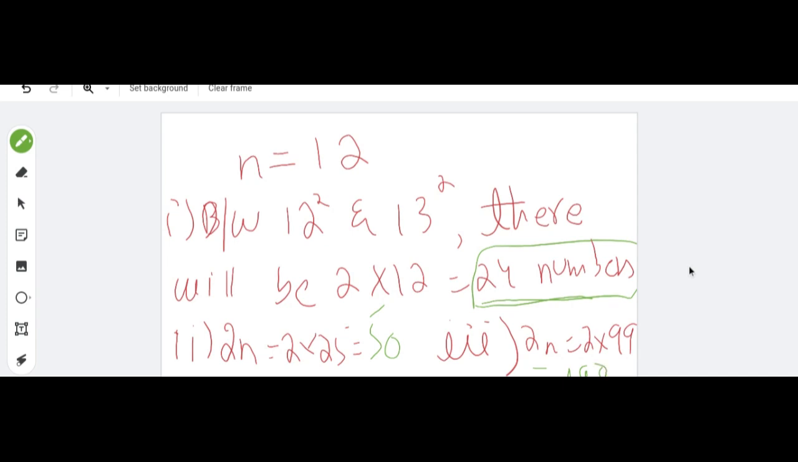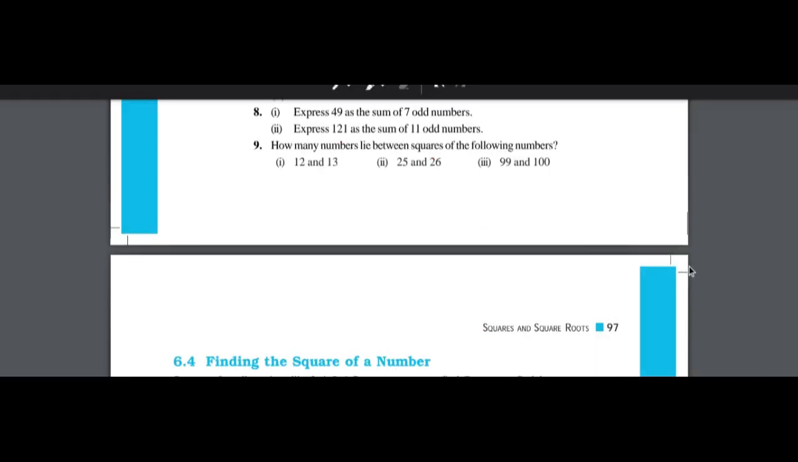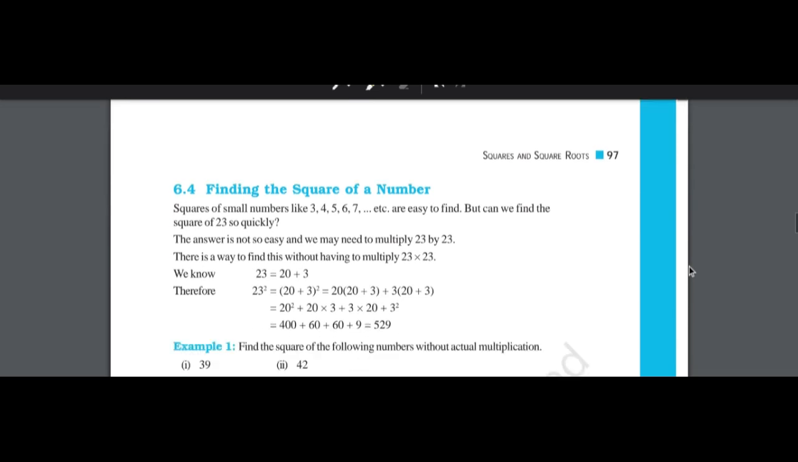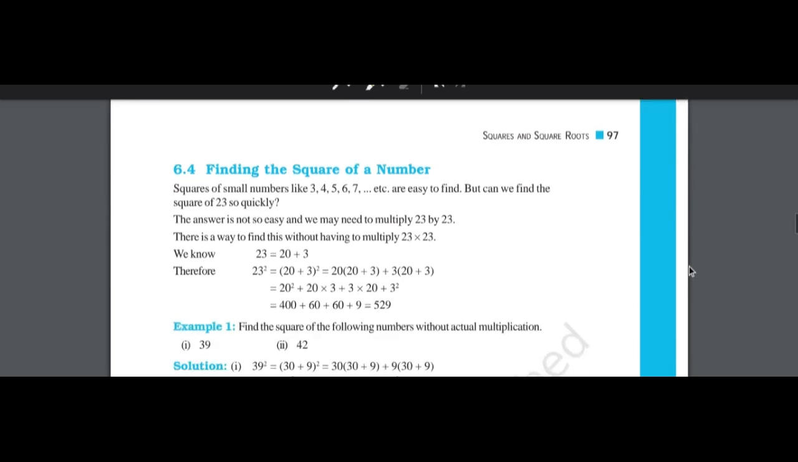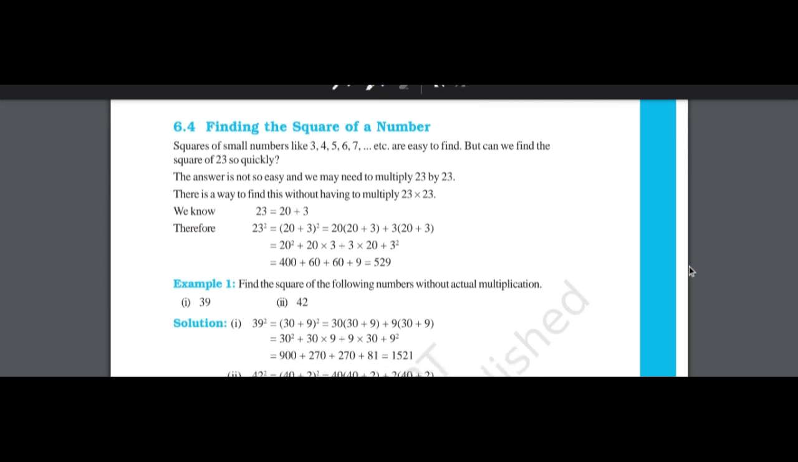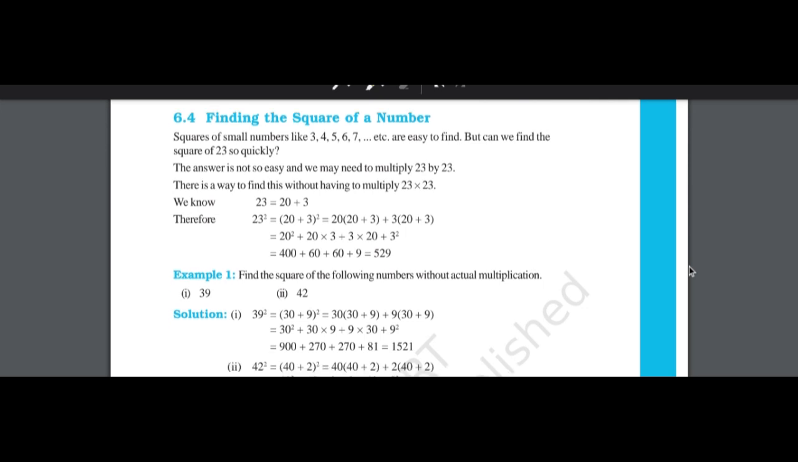Any question? No, ma'am. Now we can start. Now we have to start exercise 6.3. Before starting 6.3, this is about finding the square of a number. How can you find the square of a number? For example, this is 23. You have to break 23 into 20 plus 3. Remember, this is the thing we have done in the previous exercise.